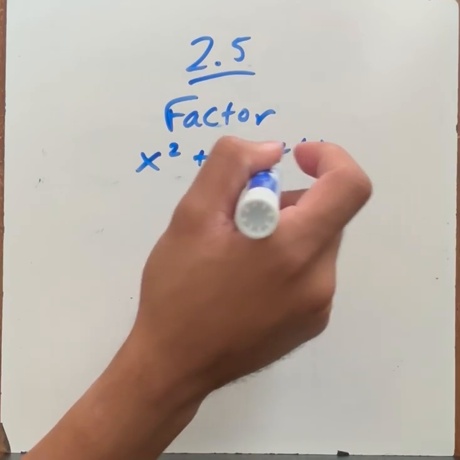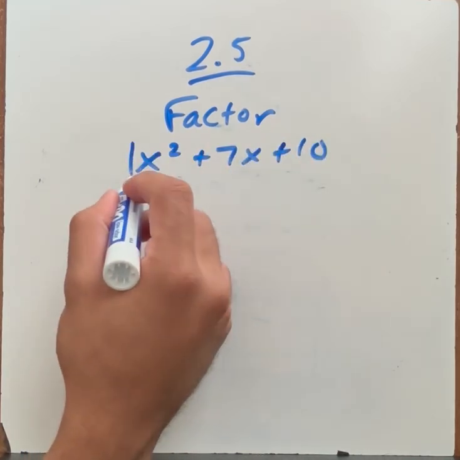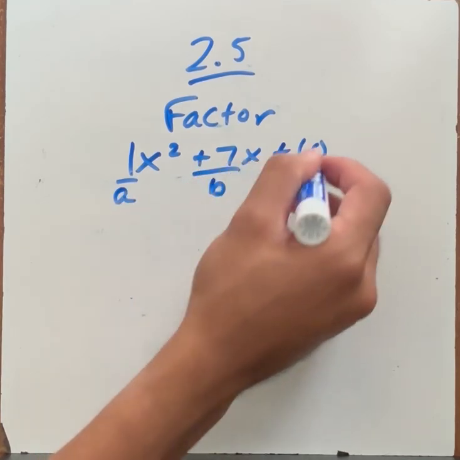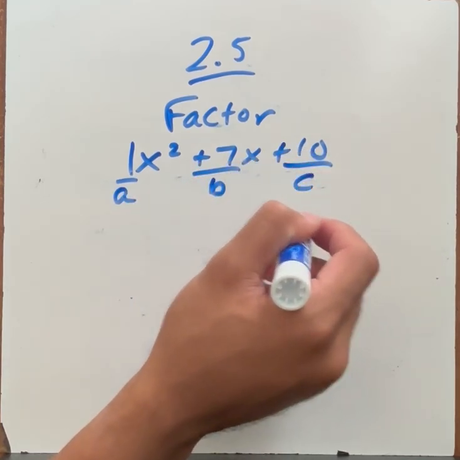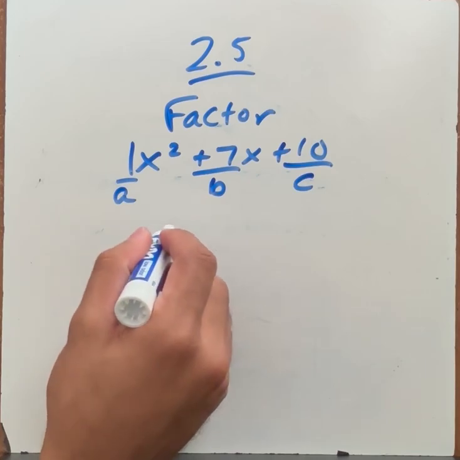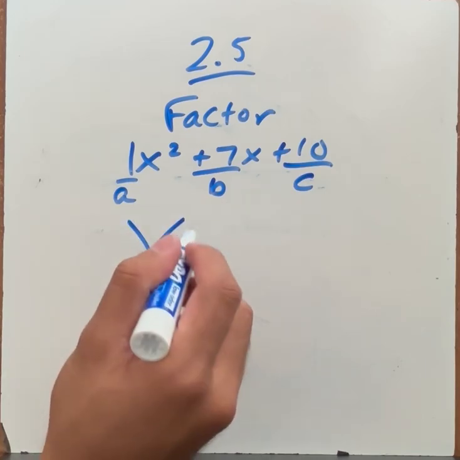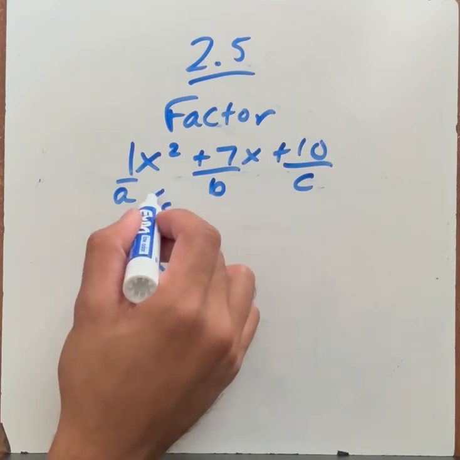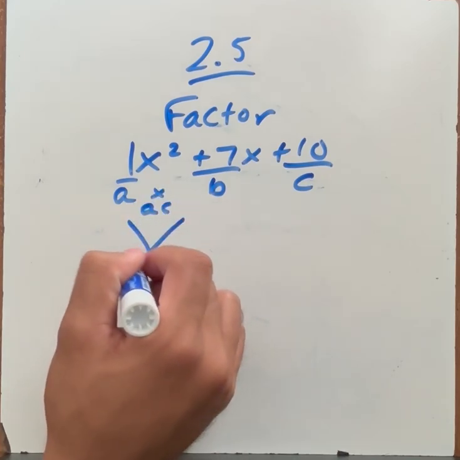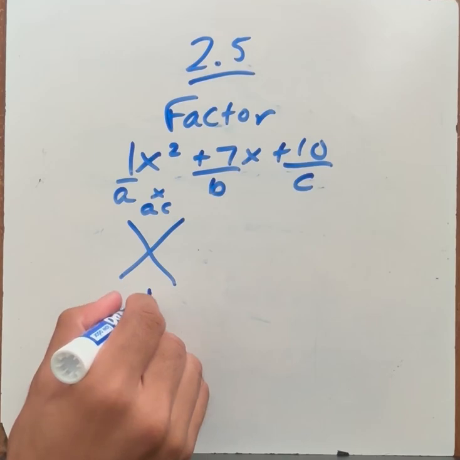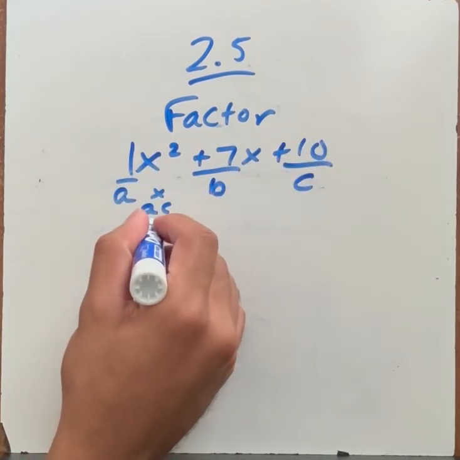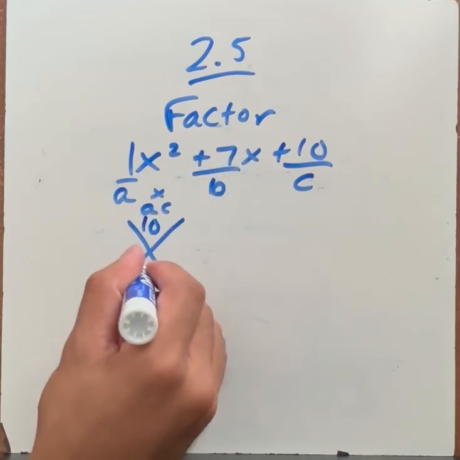We notice that the number in front of the x squared term is your a, the number in front of your x term is your b, and the number at the end is your c. What we need to do is create a big X so that we want two numbers that multiply to make AC and two numbers that add to make B. So A times C is 1 times 10, which is 10, and B is 7.